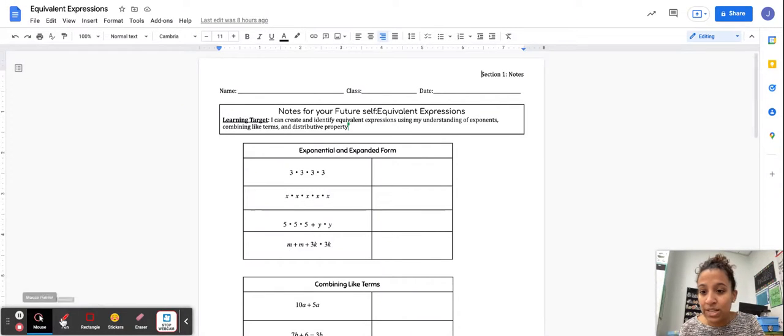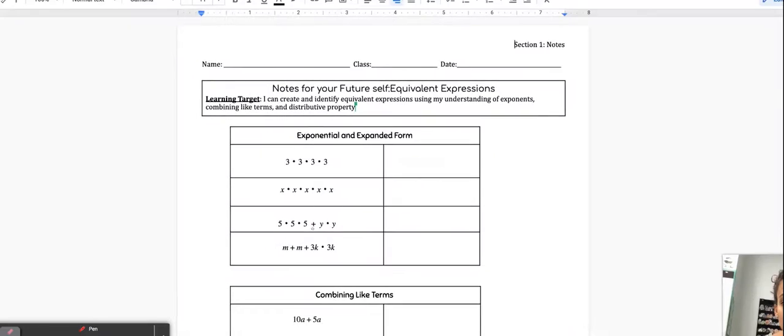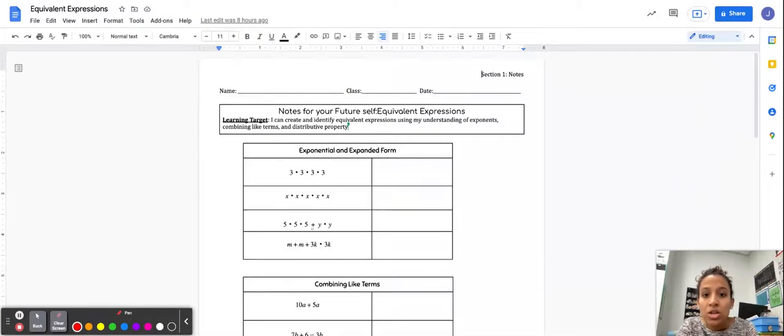All right, so today we talked about equivalent expressions and being able to find equivalent expressions in a couple different ways. So we're going to start here with exponential and expanded form. If we have 3 times 3 times 3 times 3, we can say that we're multiplying 3 by itself 4 times. So 3 to the fourth is our number in expanded form.